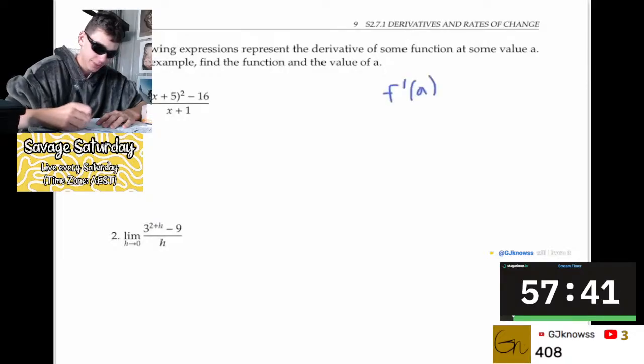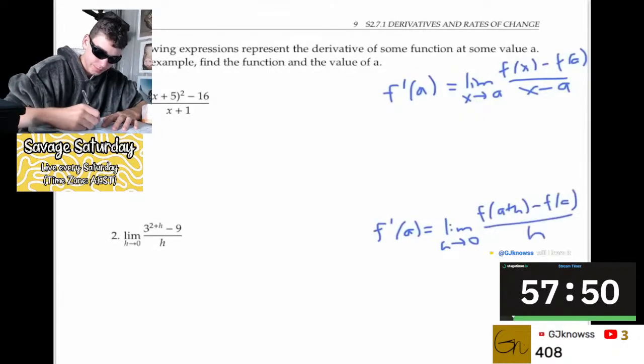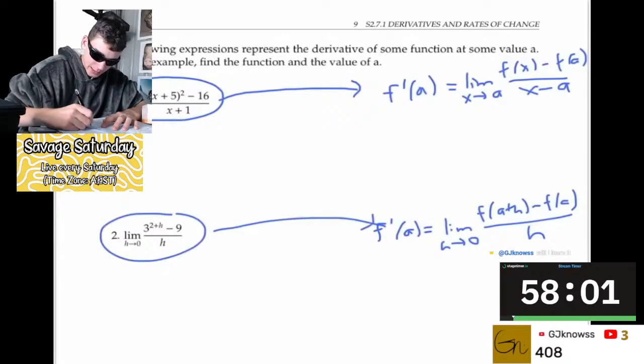One of them looks like the derivative of f at a is the limit as x goes to a of f of x minus f of a over x minus a. And the other version is the limit as h goes to 0 of f of a plus h minus f of a over h. Now, you might notice that our first expression looks more like the first definition, because x is going to some number that's not 0, and we have both x and a number in the denominator here. Whereas our second expression looks more like the second definition. We've got the h going to 0, and we just have the h in the denominator here.